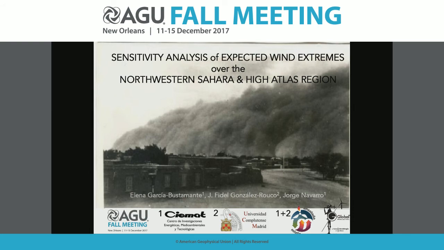So the Sahara area is the major source of dust all over the world. And this is because there are very strong winds in this region, and they can produce wind storms like the one you can see here. This is a sand wall that can be up to 1 kilometer high in the vertical. So we are interested in understanding how to provide estimations of how frequent these damaging winds are.